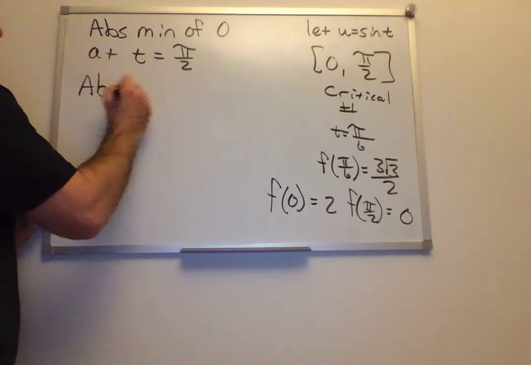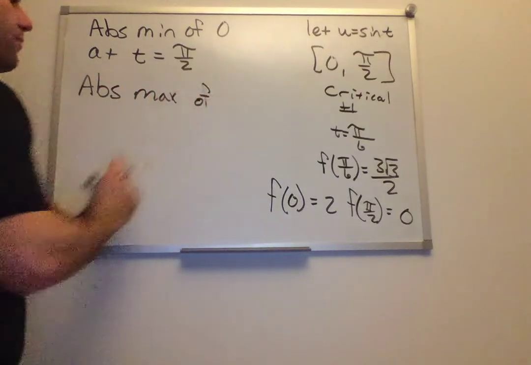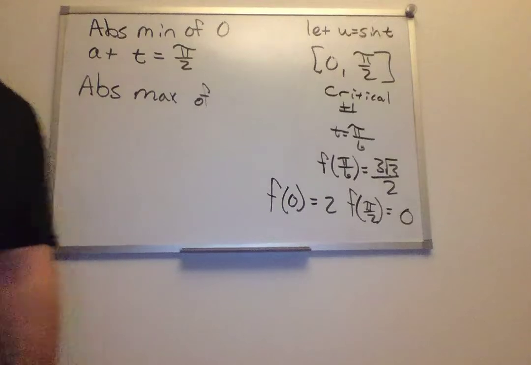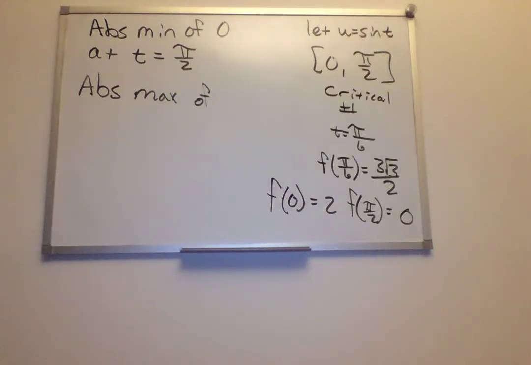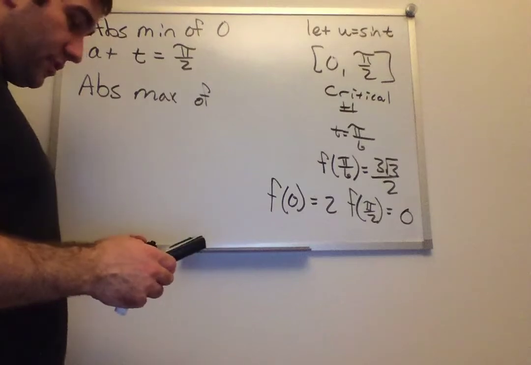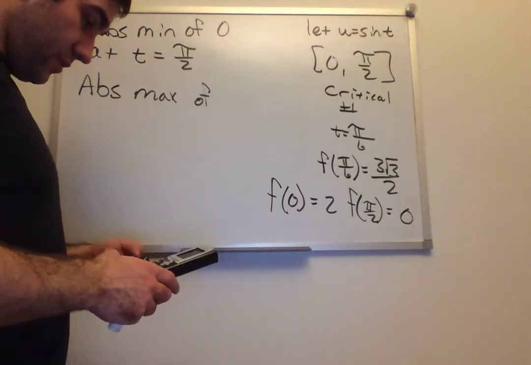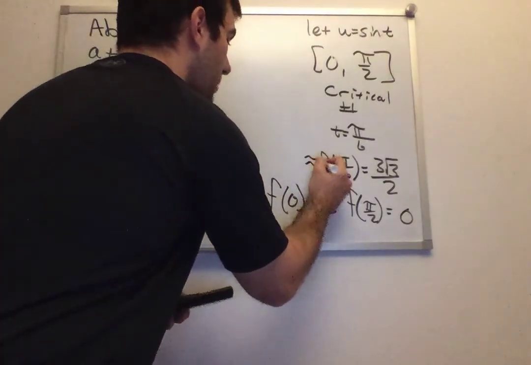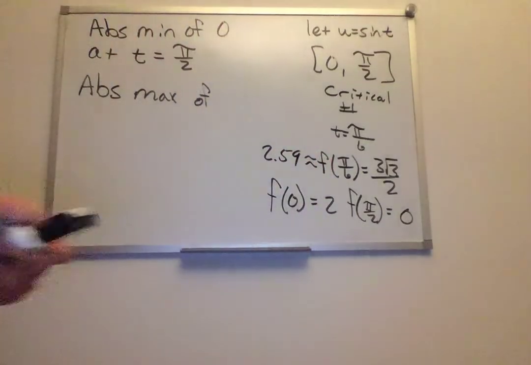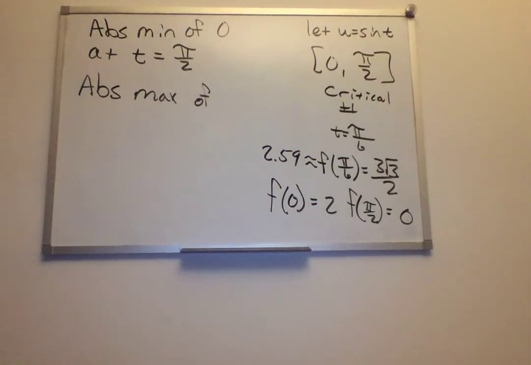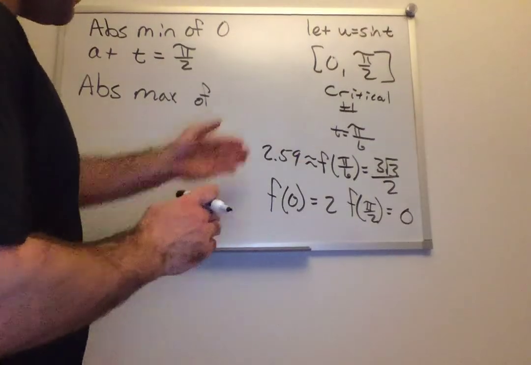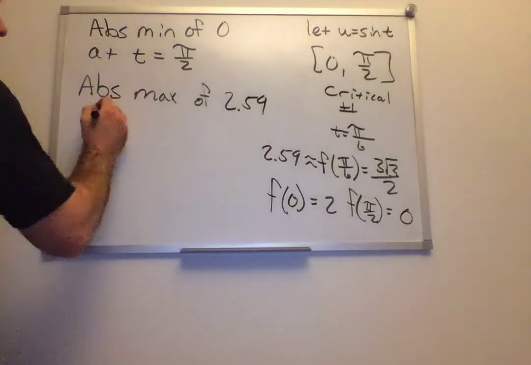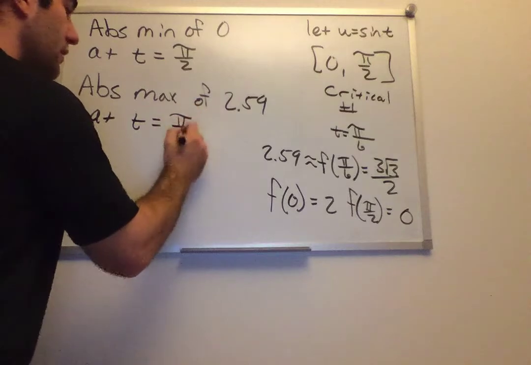And then we have an absolute max. Now we have to find out which one is bigger. Is 2 bigger, or is 3 root 3 over 2 bigger? I believe it's 3 root 3 over 2, but you could punch it in your calculator. I don't know what it is off the top of my head. Give me a second. 3 square root 3 divided by 2 is about 2.59. So what value is bigger, 2 or 2.59? Obviously 2.59. So we have an absolute max of 2.59 at t equal to pi over 6.